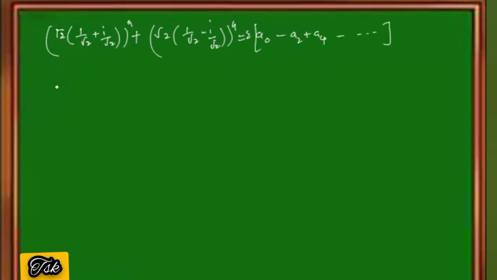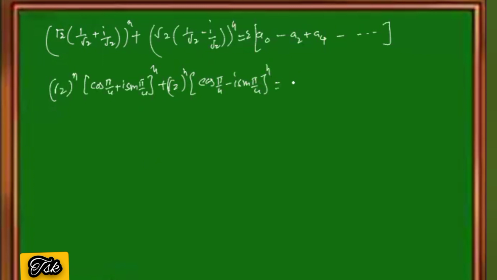This is root 2 whole to the power of n. When I take common root 2 whole to the power of n, I get (cos pi by 4 plus i sin pi by 4) whole to the power of n plus root 2 whole to the power of n into (cos pi by 4 minus i sin pi by 4) whole to the power of n is equal to 2 times (a0 minus a2 plus a4, and so on). This is 2 to the power of n by 2.